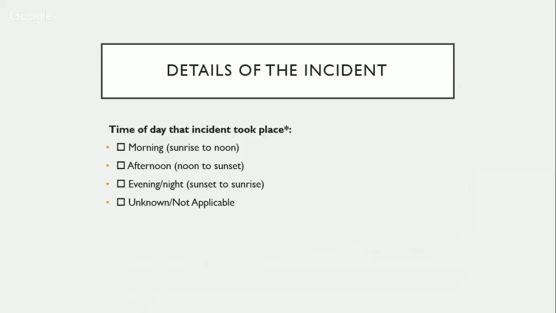You would use unknown or not applicable in an instance where the survivor doesn't know. Maybe they were kidnapped and they're not sure what time of day it was. Maybe it's an incident that occurs at all times of day or night. For example, a woman who's verbally abused by her husband at all times of day. So in that case, we would put unknown or not applicable.